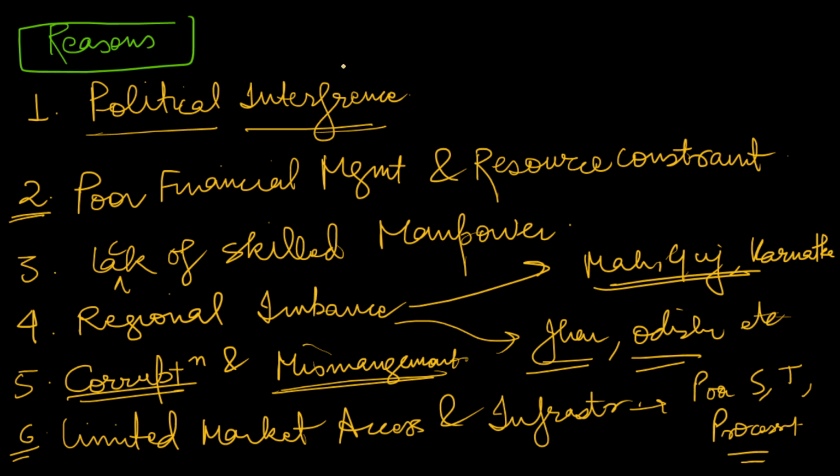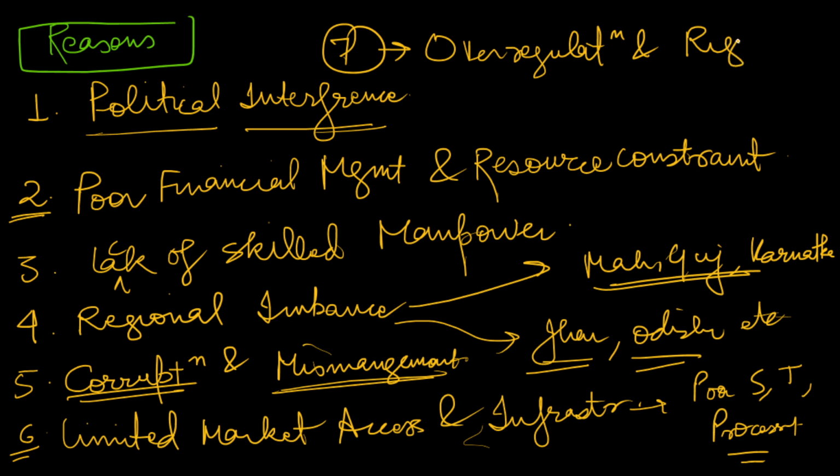You can also write one more point, number 7. The space is not left down the page, so I am writing it over here. You can write about over regulation and rigid laws. So cooperative societies are generally governed by outdated laws, and those laws restrict the operational freedom.